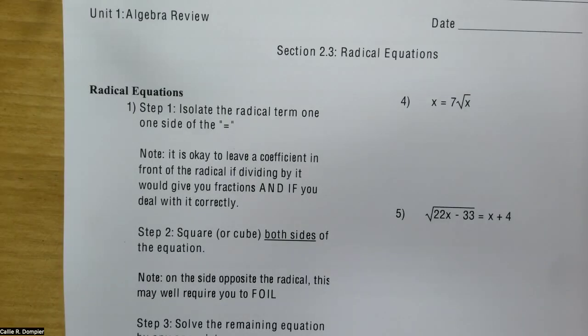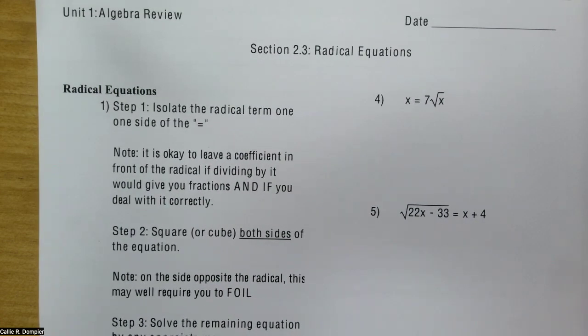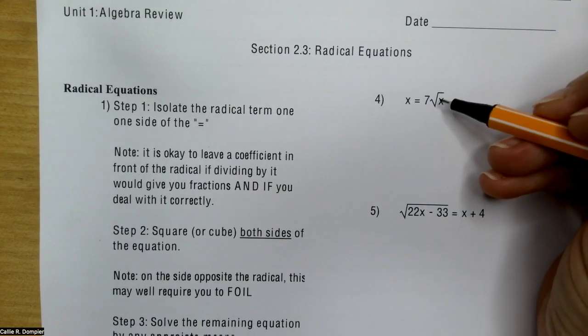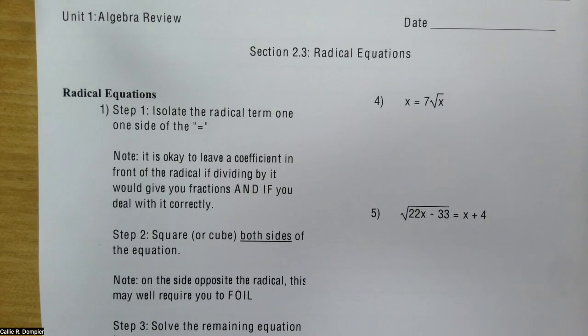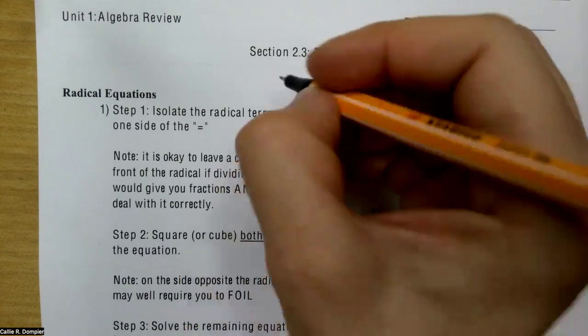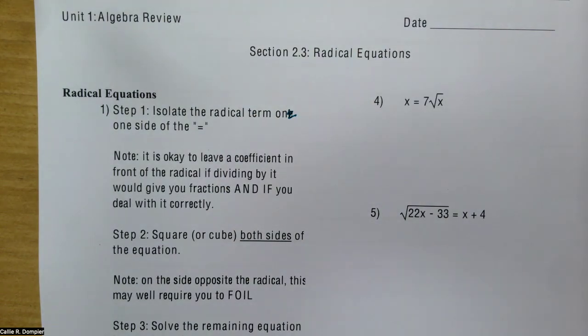All right, we're going to solve some radical equations. The way we solve radical equations is to isolate the radical term, and again, radical just means this symbol. Isolate the radical term to one side of the equal sign. You can leave a coefficient in front of the radical if you deal with it correctly, okay? Square both sides of the equation.